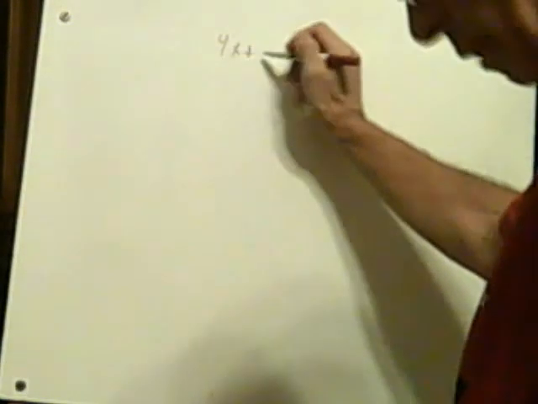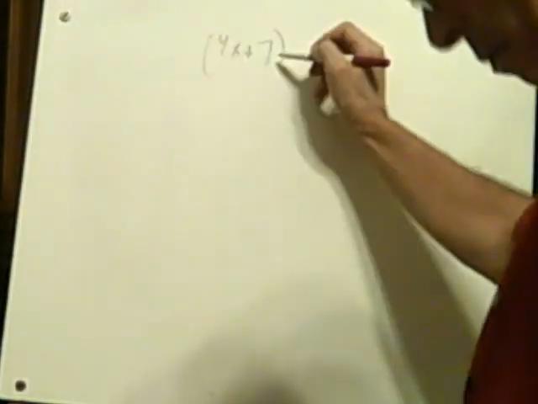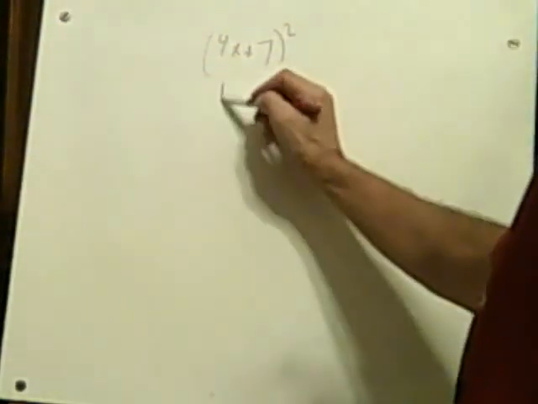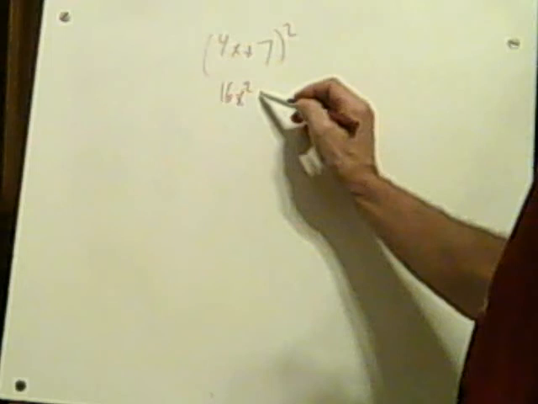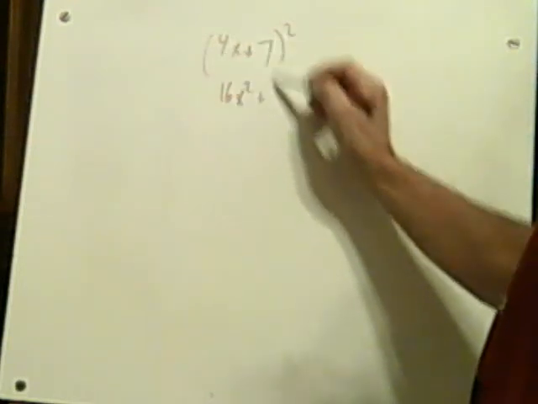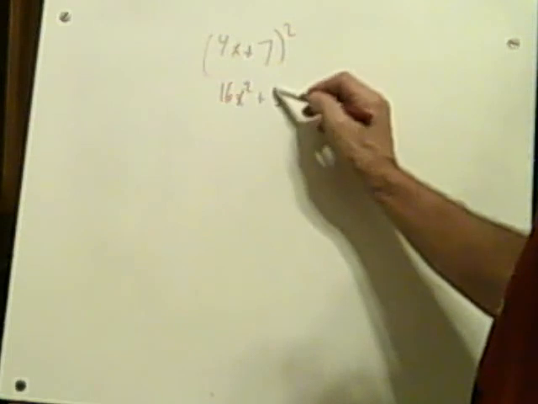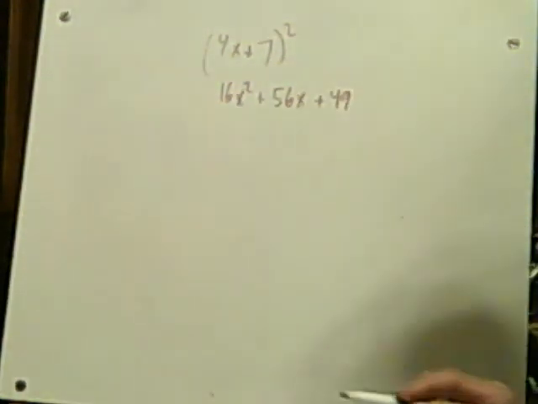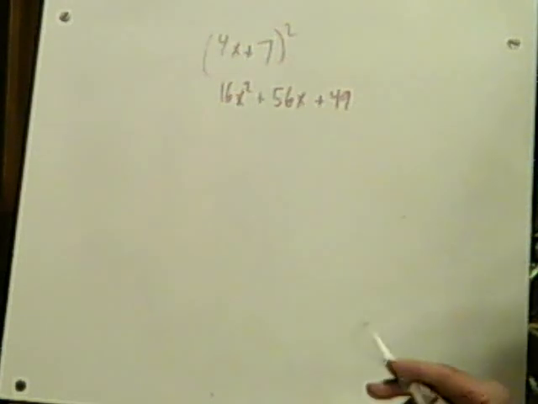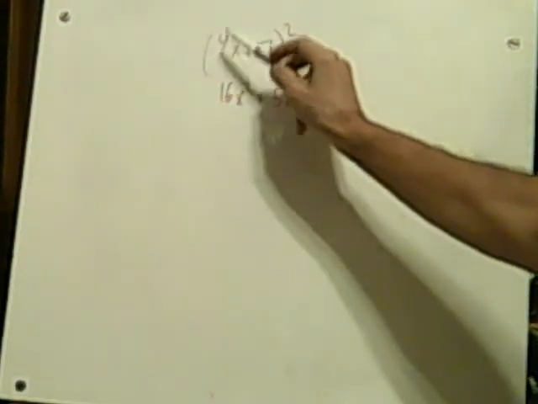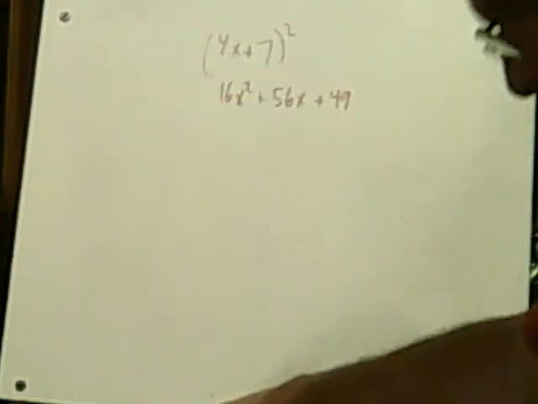4x plus 7 squared. Well, we've been doing this all day. That's just going to be 16x squared plus twice 4 times 7. That's 28. Twice 28 is 56. Plus 49. Okay. Here we go. That 56 is also 2 times 4 is 8. 8 times 7 is 56.